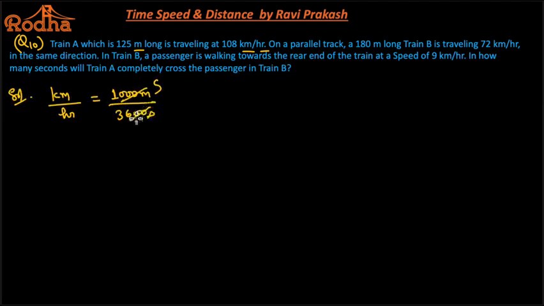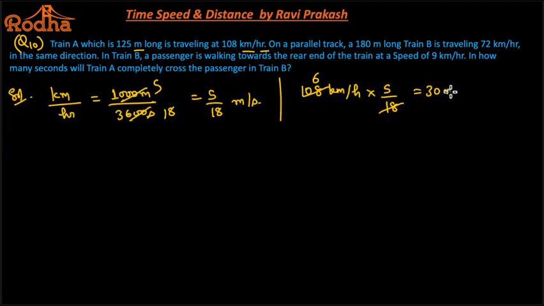I can cancel it and make it 5 by 18 meter per second. So 5 by 18 is the number here, right? Okay, that is the conversion factor. That means if I want to convert 108 kilometer per hour into meter per second, I should multiply by 5 by 18. 18 times 6, it is equal to 30. So it should be 30 meter per second. Train A is 125 meter long and its speed is 30 meter per second.